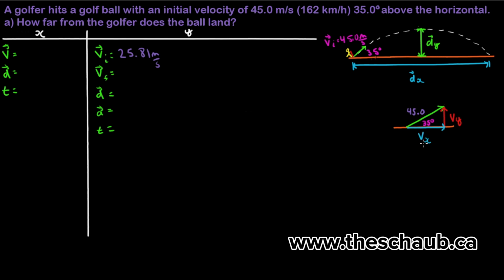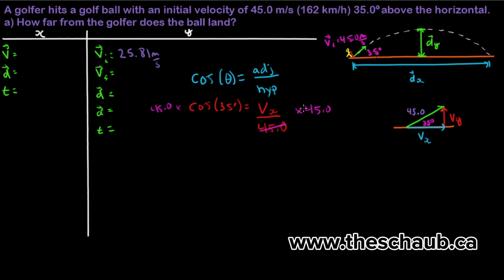Now we're ready to find Vx. Vx is the adjacent side. So we have the angle of the adjacent side and the hypotenuse. So we use cosine. Cosine of the angle is equal to the adjacent side divided by the hypotenuse. Bringing in the numbers, we have cosine of 35 degrees is equal to, our adjacent side is our Vx that we're looking for, divided by our hypotenuse, which is 45. Again, we solve for Vx by multiplying both sides by 45.